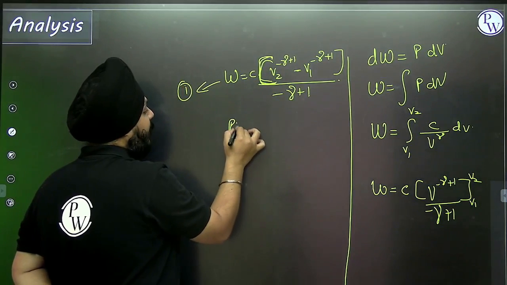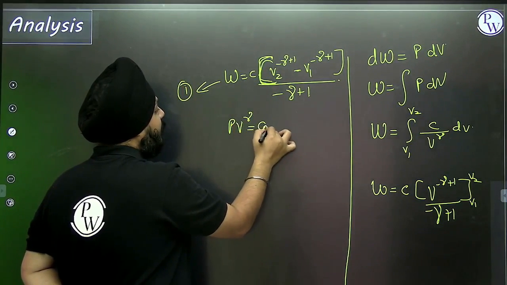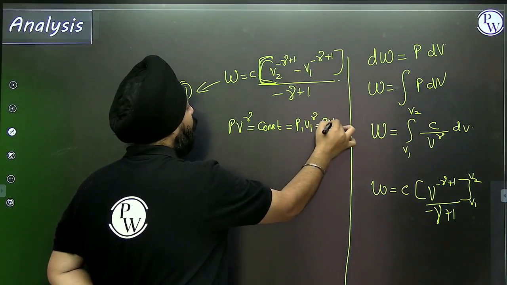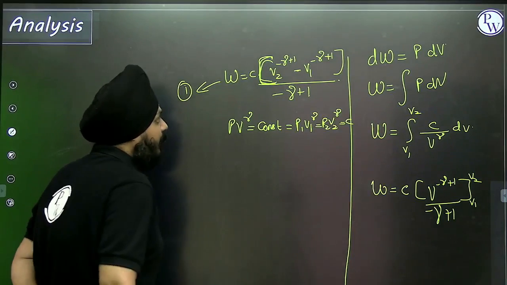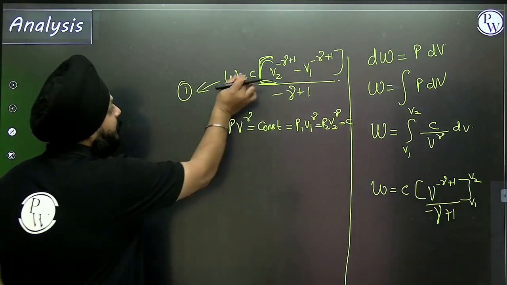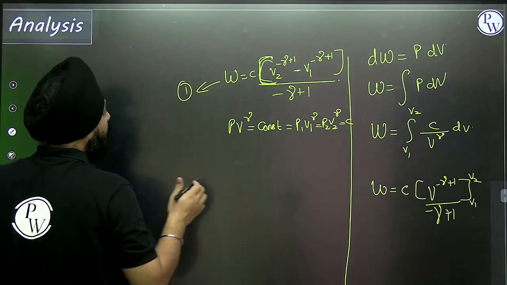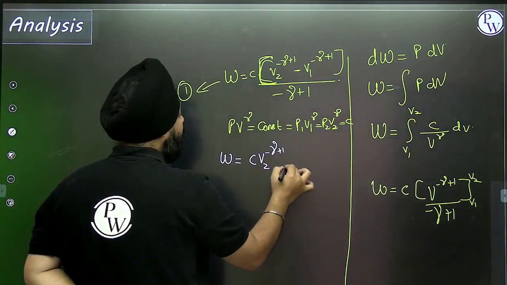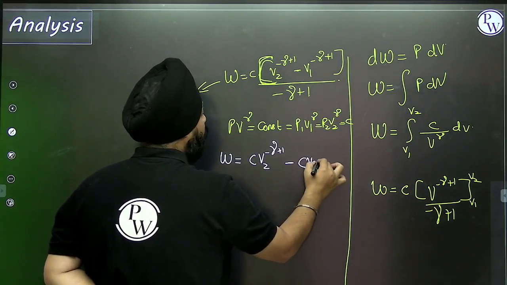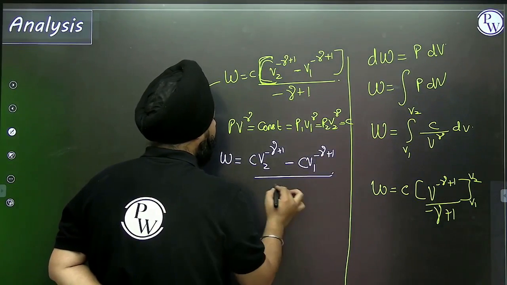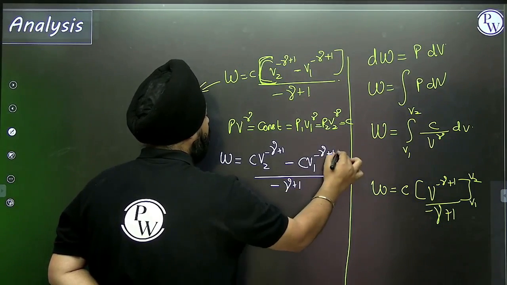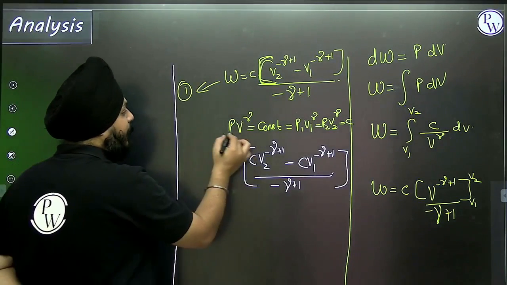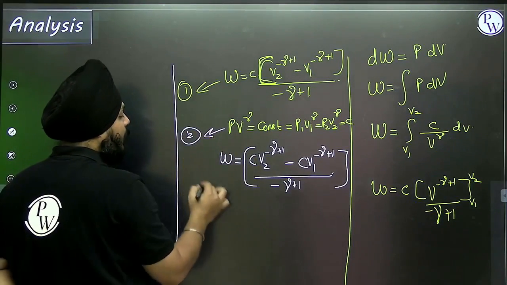According to the equation of the adiabatic process, P V to the power gamma is equal to constant, and that is equal to P1 V1 raised to gamma, and that is equal to P2 V2 raised to gamma, and is equal to constant C. Suppose if C is multiplied inside, we are getting the final equation as C V2 whole to the power minus gamma plus 1 minus C V1 whole to the power minus gamma plus 1 whole divided by minus gamma plus 1. So can I consider this as equation number 2?